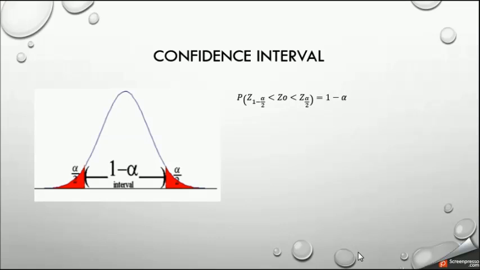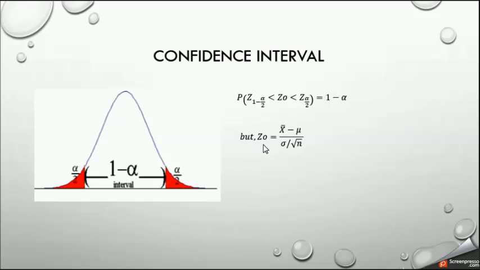Okay, so we have seen before the upper limit to be z alpha over 2, which is the point where the area under the curve to the right of this point is alpha over 2. And this value is z 1 minus alpha over 2, in which the area to the left is alpha over 2. We have seen that the area in between is 1 minus alpha. So the probability that z0 is between these two values equals 1 minus alpha.